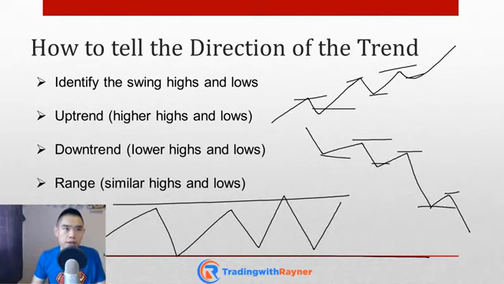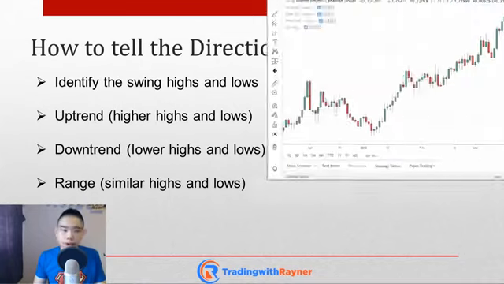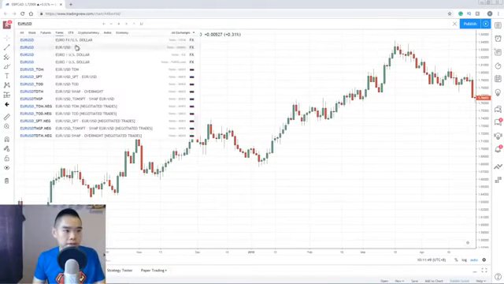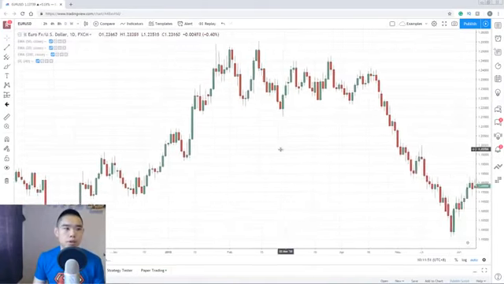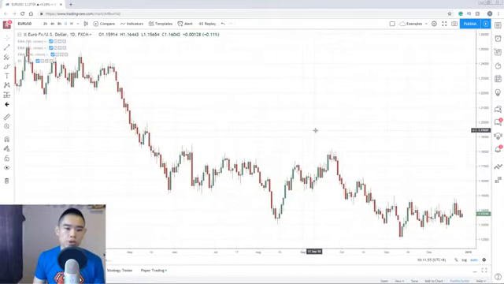Okay, so let's have a look at a chart to illustrate my point. How do you tell the direction of the trend? So let's have a look back at my chart. Let's walk through some examples. Euro dollar. If you look at this right now, let's look at the most recent price action. What is the trend of euro dollar right now? Well, using the concept that I shared with you, let's identify the swing high and low first.